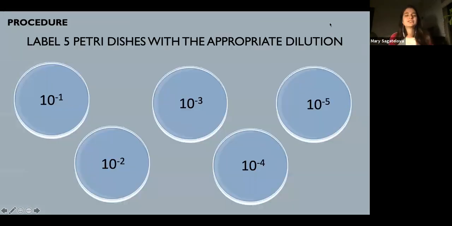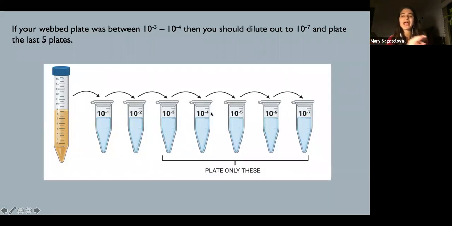So let's talk about procedure. So same procedure for the most part in terms of serial dilutions as 2 weeks ago. So you're going to get 5 Petri dishes because every group is going to plate 5. It's not individualized, it's groups. You're going to do 5 Petri dishes. They should be matching the labels with the appropriate dilution that you are plating. So what I mean by that is that if you are diluting out all the way to negative 7th, but you're only plating these last 5, you should be labeling all of your culture tubes and your Petri dishes so they match these 5 dilutions, just as an example, okay?